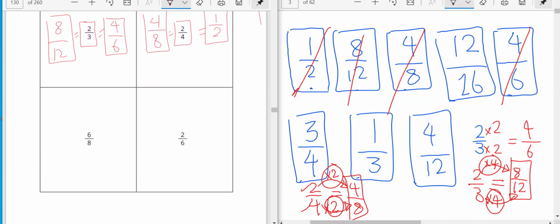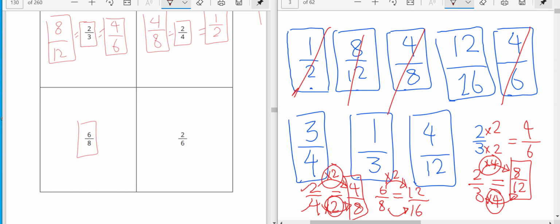The next fraction, 6 over 8. So we will check. We want to find the equivalent fraction. If 6 over 8 equals 12 over 16, 6 becomes 12. What times 6 equals 12? Yes, 2. What times 8 equals 16? 2. So we multiply numerator and denominator by the same number. So 12 over 16 equals 6 over 8.